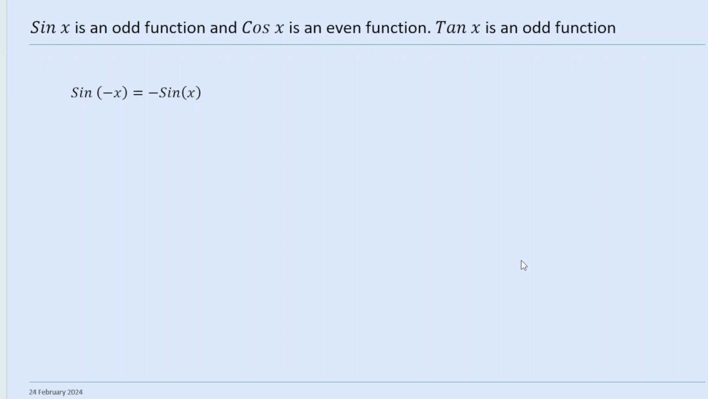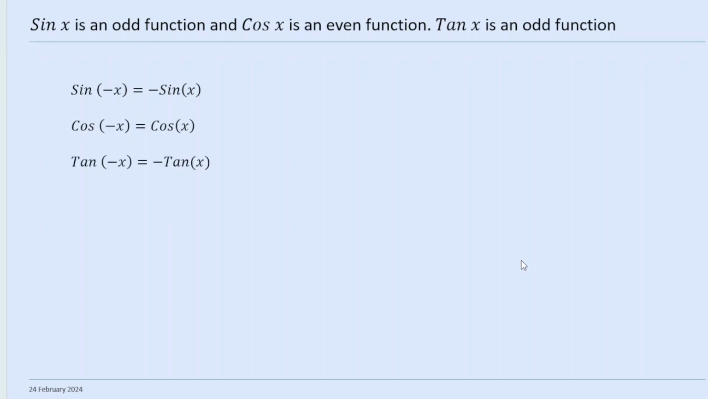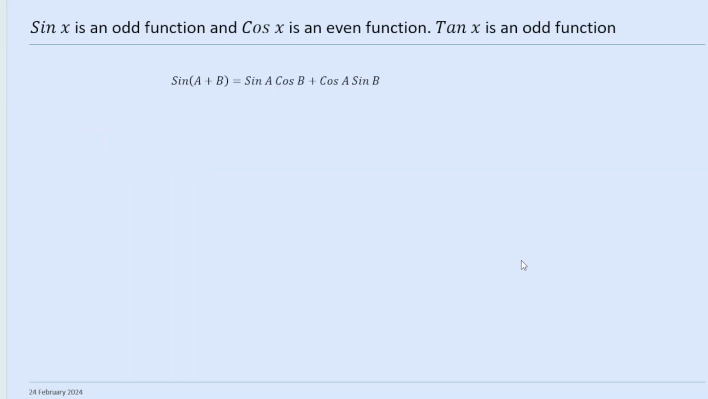But anyway, for this video, we're going to assume the true fact that sine is an odd function and cos is an even function. What does it mean to be an odd function? It means that the sine of minus x equals minus the sine of x. To be an even function, it means the cos of minus x equals the cos of x. And since tan is also an odd function, the tan of minus x equals minus the tan of x. Now, how does this come in handy?